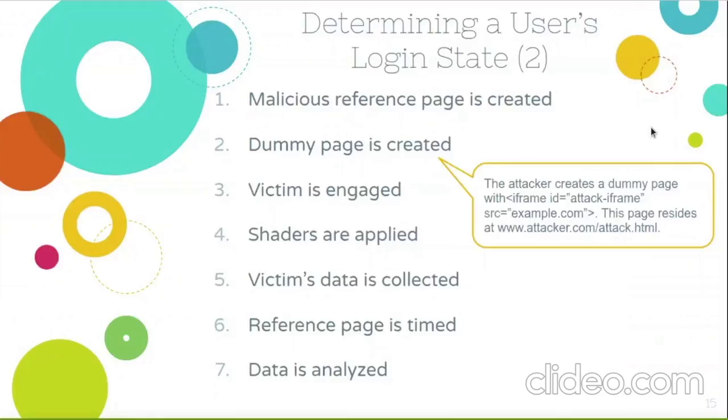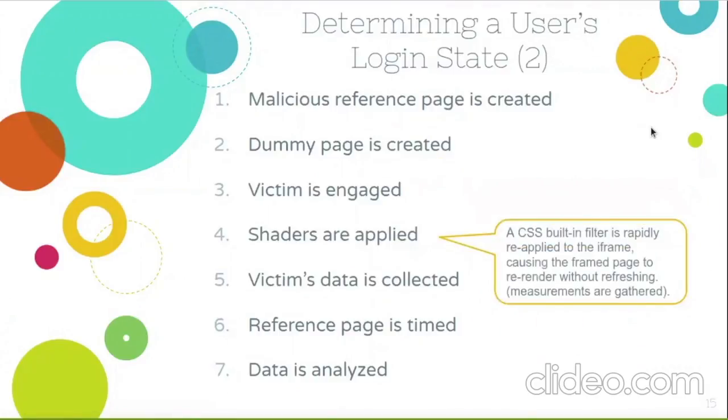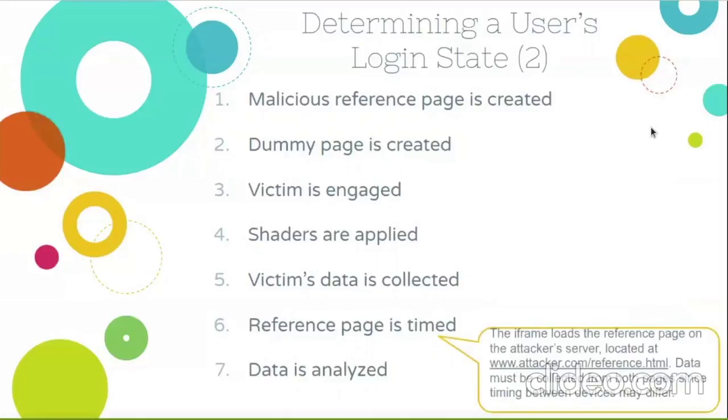Third, as we require for cross-origin timing attacks, we need to keep the victim engaged. So next, we can apply shaders. We're going to rapidly reapply shaders to the iframe, causing the front page to re-render without refreshing. That is how we're going to measure how much time it takes for the user to load the login page, and we're going to take many measurements. We collect the data and calculate the average frame rate.